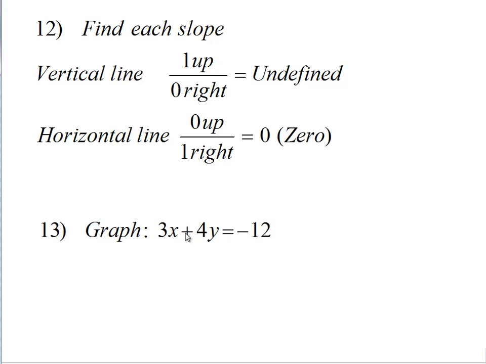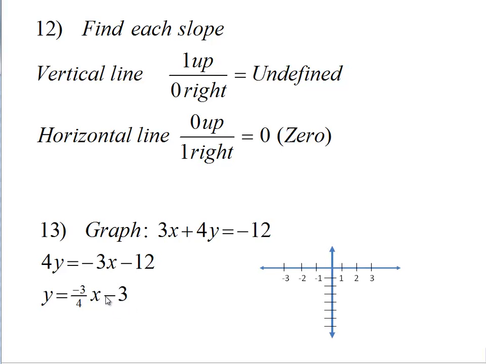Okay, suppose we want to graph this line. We need y equals, so subtract 3x from both sides, so it's negative 3x minus 12. We need to divide by 4. So it's y equals negative 3/4 x, and 12 divided by 4 is minus 3. Okay, negative 3 is where we're going to start.